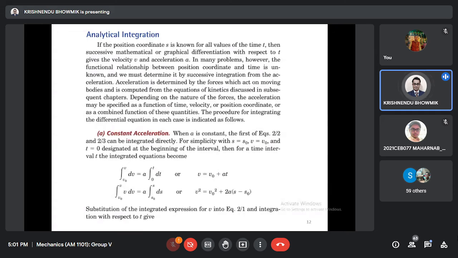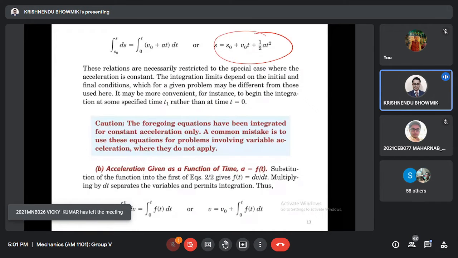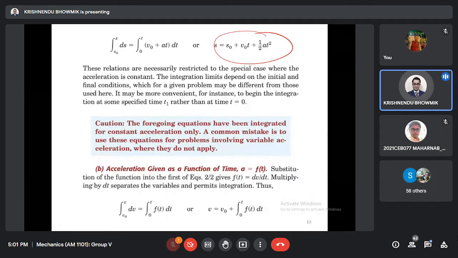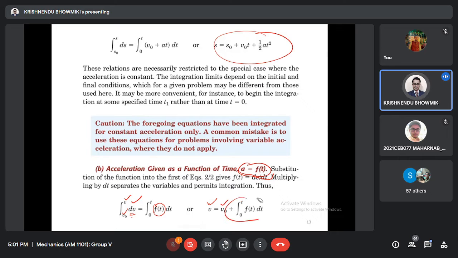Now, when we have constant acceleration, as I told, this acceleration can come out from here to here. And this relationship, you know, in 10 plus 2 standards, is the standard relationship. Now, as I told, this acceleration may be a function of time. If acceleration is a function of time, then dv equals a dt. So this is a function of time. So this dv will be from V0 to V, so V minus V0, or V equals V0 plus this expression.